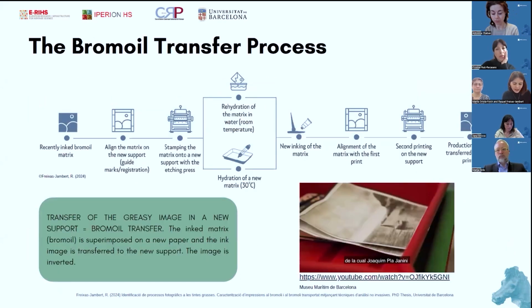Well, not to get too carried away, the bromoil transfer process is basically one step further than the bromoil process. A bromoil copy can be conceived as the final result, or if desired, the ink image can be transferred to another support, usually high-quality paper, using an engraving press to produce what is known as a bromoil transfer print. The advantage of the bromoil transfer process is that it allows printing different matrices on the same paper support to create a new image, as well as combining matrices inked with different colors to create polychrome images.